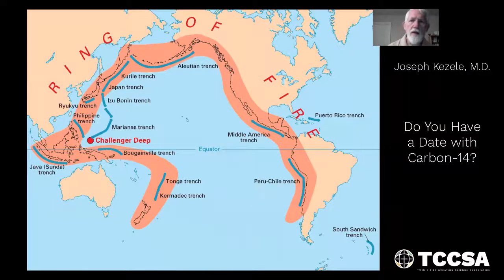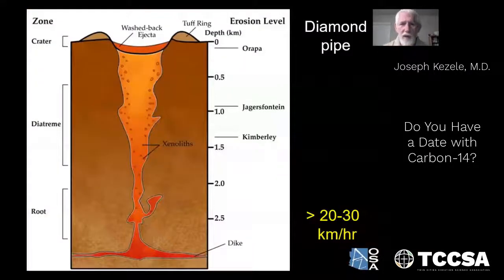But there are places elsewhere where material was shot up rather quickly. They estimate at 20 to 30 kilometers per hour, roughly 15 to 20 or so miles per hour. That's fast for rock to move. And the diamonds formed in the depths and then were shot up towards the surface.